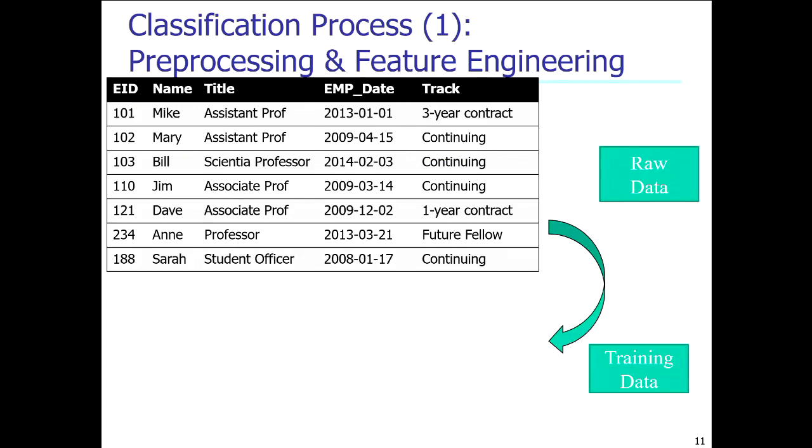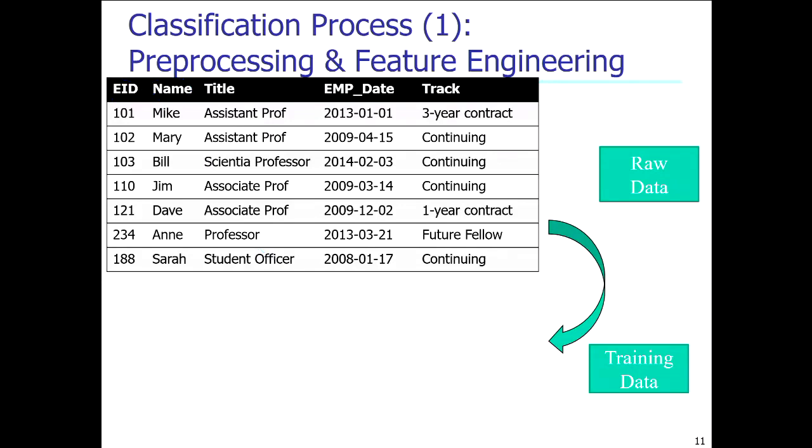Let's look at a close-to-real example where, let's say, you have a database or data set or Excel file with all the employees. You can see that the attributes are typical database attributes: EID is employee ID, name, title, employment date, and so on. Again, we are trying to use Australian academic terms.